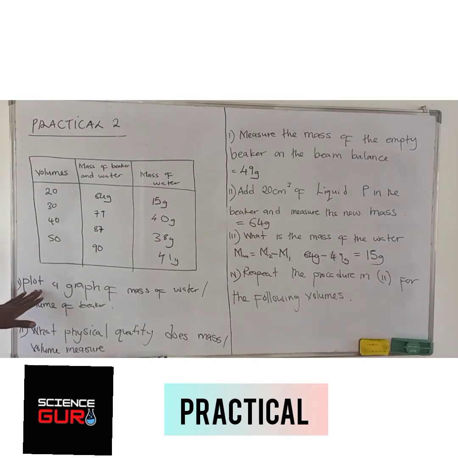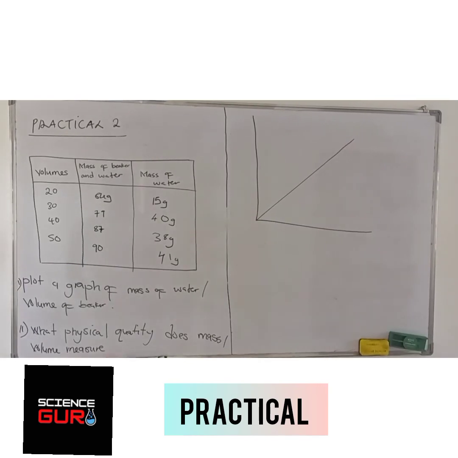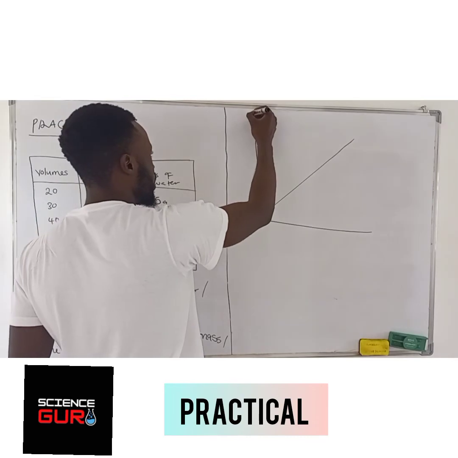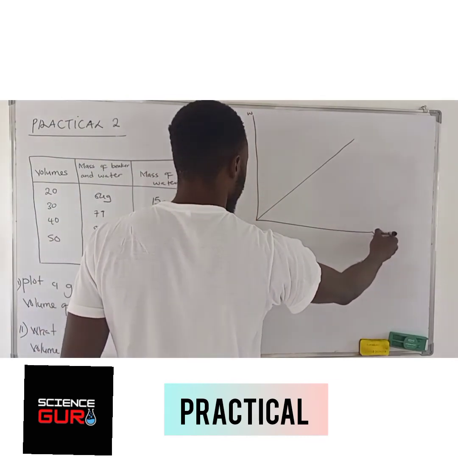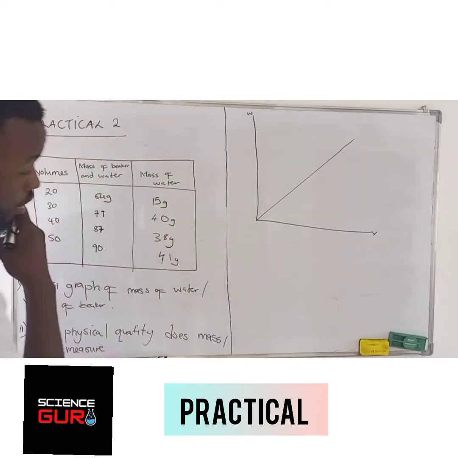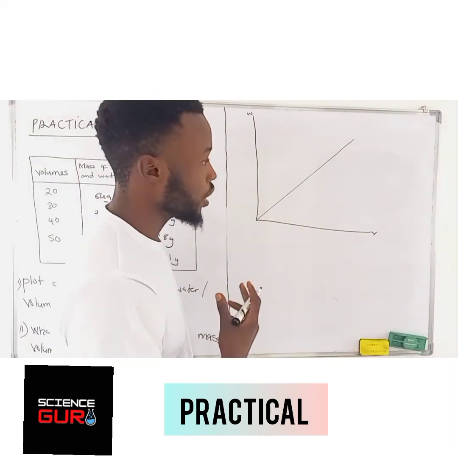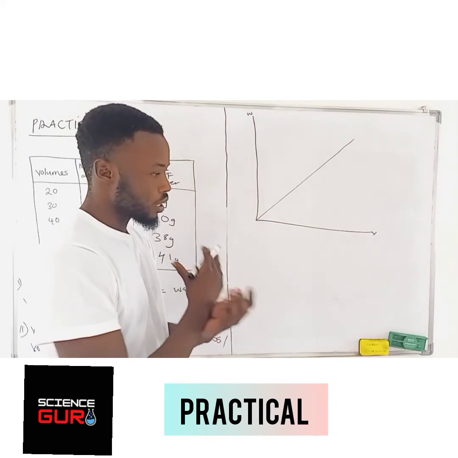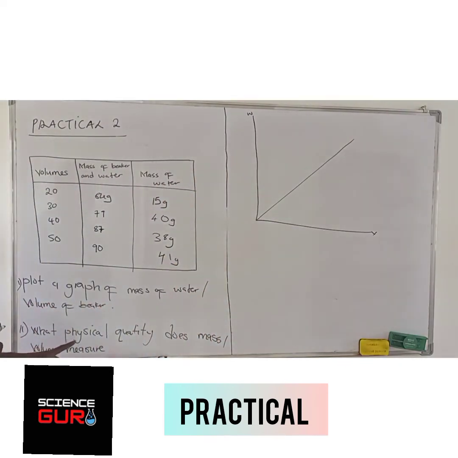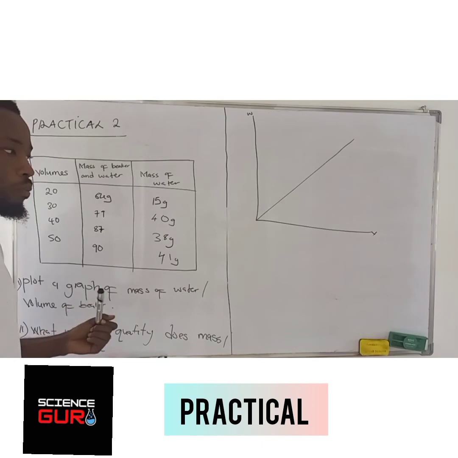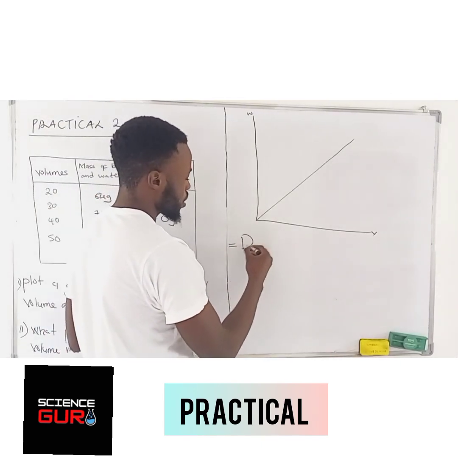Then they're saying, plot a graph of mass of the water against volume. Get your graph paper. Once you plot your graph of mass of the water against volume, you need to come up with a straight-line graph. But there are instances where points are not meeting. Let's say one point isn't meeting. Don't force it. Leave it. Then they're saying, what physical quantity does mass over volume measure? It measures the density.